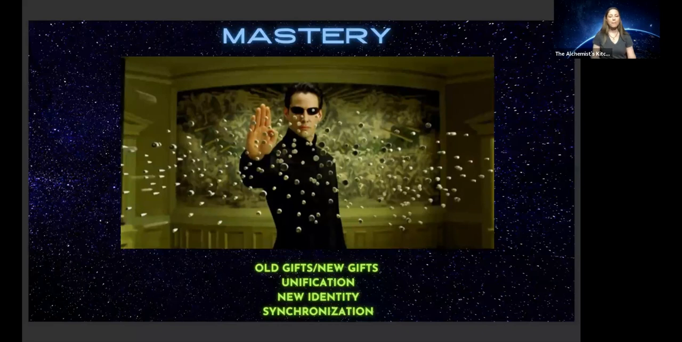He can stop bullets from hitting him. He can fight Agent Smith just with going into his mind and controlling the matrix, essentially. He is unified. He has a new identity. It's a full synchronization. And this is ultimately what the north node and the south node axis is all about: mastery.